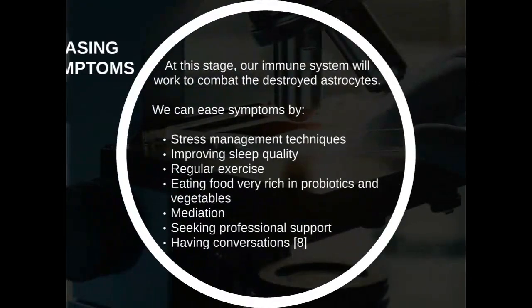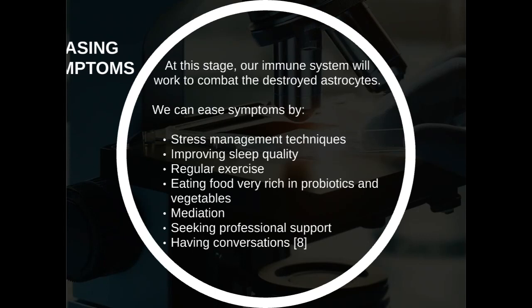And easing those symptoms out. So I guess at this stage, our immune system is really going to work hard to combat the destroyed astrocytes. We're not just going to have dead cells floating around our bodies. We can do things to actually help and reverse this, because cellular healing is real. There is a real art and science behind it, in which our cells will come together, provided that our entire bodies are not destroyed, of course.